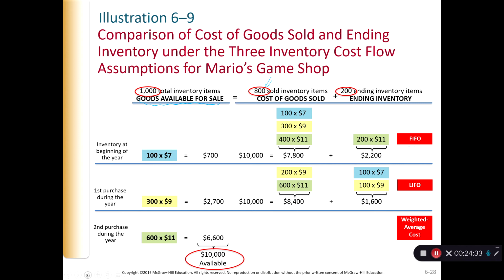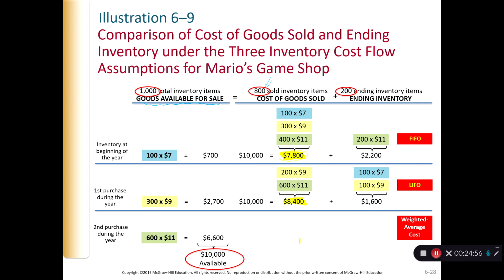So I want you to notice these two numbers. $7,800 is the cost of goods sold we get from the FIFO method, and $8,400 is the cost of goods sold we get from LIFO.